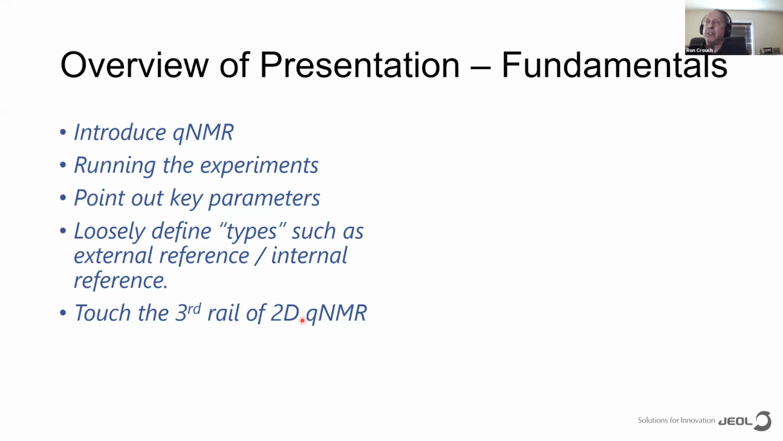Well, there are some fundamental aspects of this, thinking that people may be here that are not really experienced NMR folks. So I'm going to introduce qNMR with the idea of running experiments, key parameters, and loosely defined different types, such as an internal reference, external reference. And we'll very, very firmly grasp the third rail of 2D qNMR.